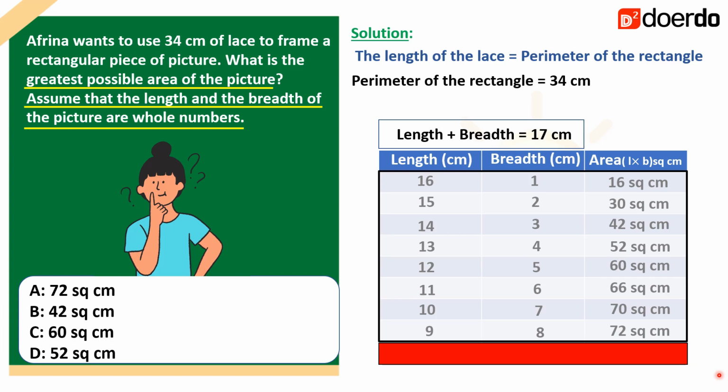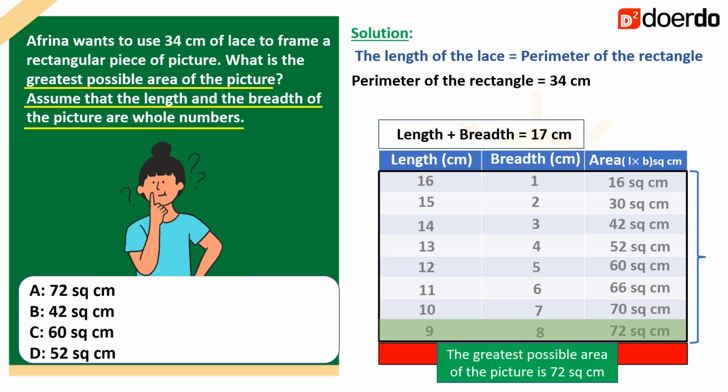The question is, what is the greatest possible area of the picture? In the table, when we look at the areas we calculated, we can observe that 72 square centimeters is the greatest area among the other areas. We get the greatest possible area of the picture, which is 72 square centimeters, for the measurements length 9 centimeters and breadth 8 centimeters. Thus, the greatest possible area of the rectangular picture is 72 square centimeters. Option A is the correct answer.